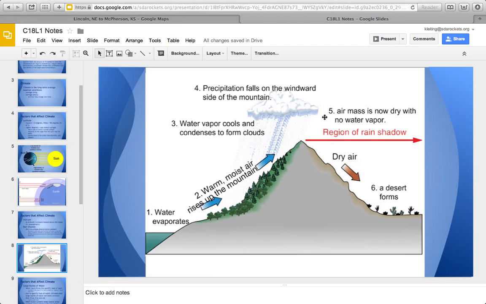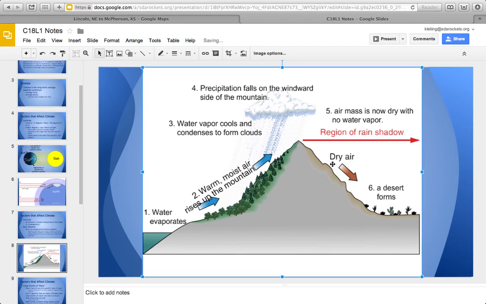After it drops all of its rain, the air mass is now dry with no water vapor. So this region right here is called the downslope. And it's also the rain shadow. Because there's no water in this air, it's very, very dry, and a desert forms on the backside of a lot of mountain ranges.